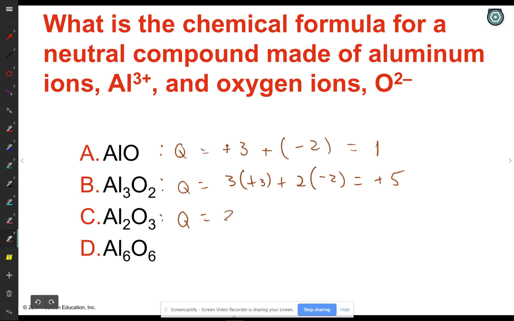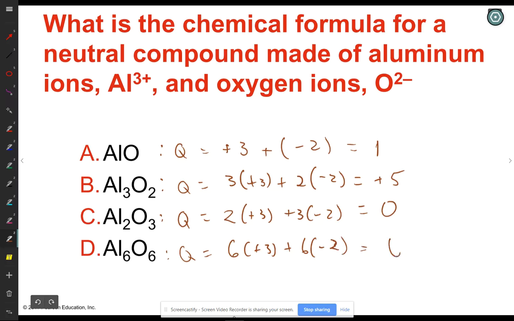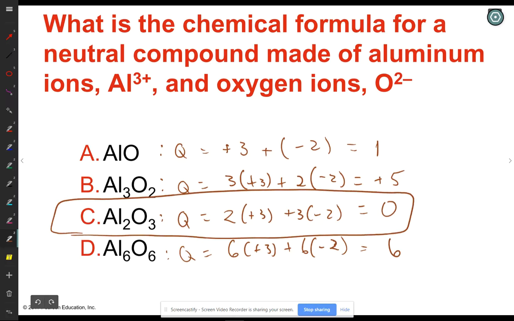Here we have 2 of the +3s, plus 3 of the -2s. 2 times 3 is 6. 6 minus 6 is 0. And then the final one, 6 times +3 plus 6 times -2. That's 18 minus 12, which is 6. So in order to get a neutral charge, it had to be Al2O3.